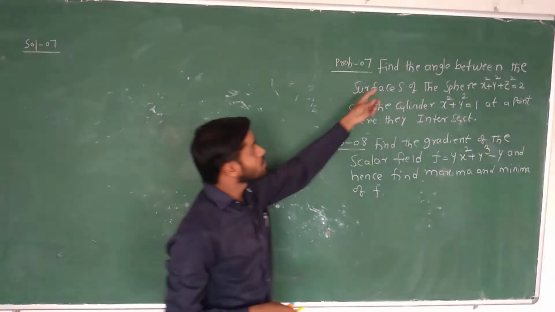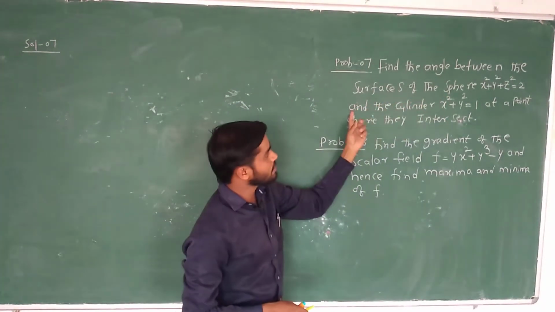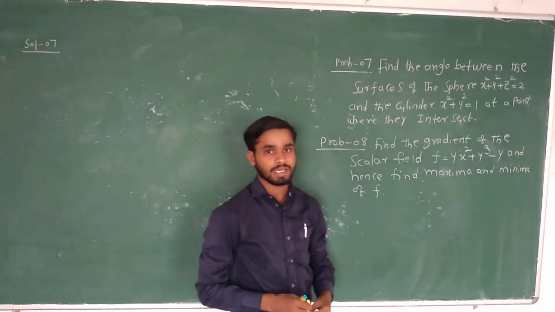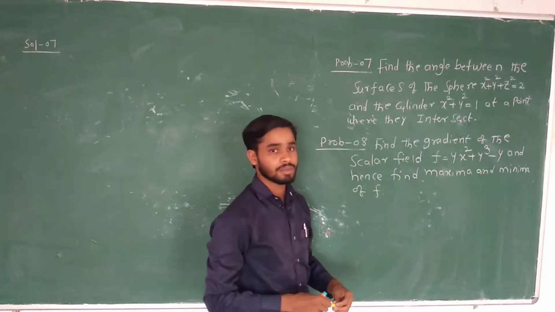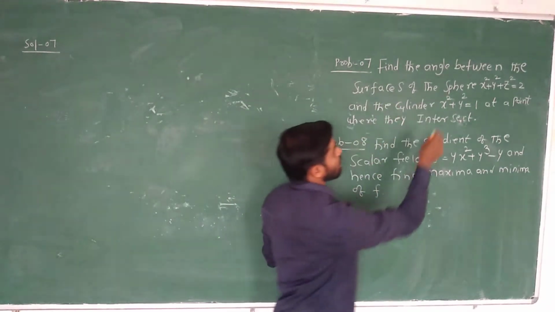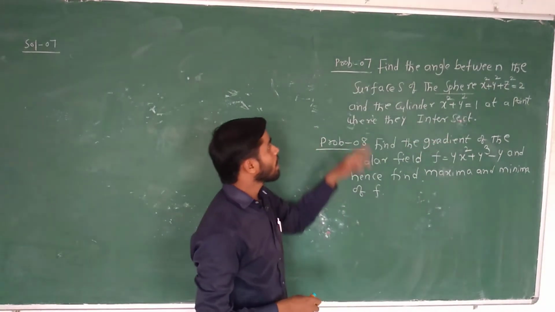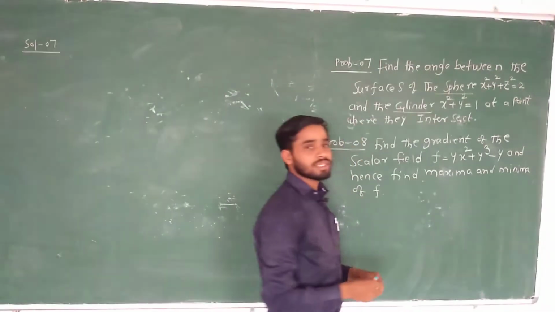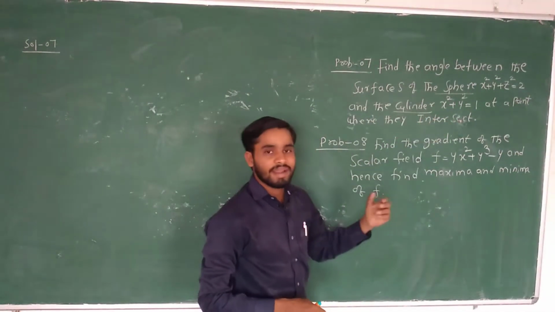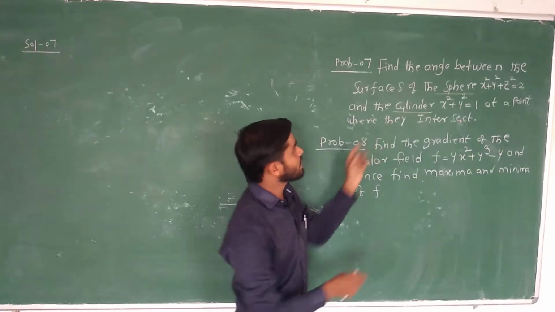Okay, we will see what this is. Find the angle between the surfaces of the sphere and the cylinder at a point where they intersect. The given problem is very straightforward. Find the angle between two surfaces: the equation of the sphere is x square plus y square plus z square equal to 1, and the equation of the cylinder is x square plus y square equal to 1. Find the angle between these two surfaces S1 and S2 at a point where they intersect.